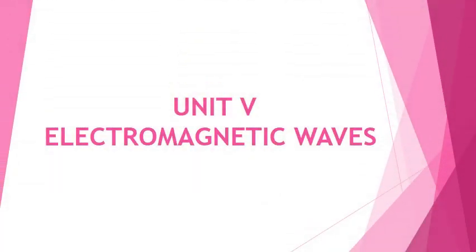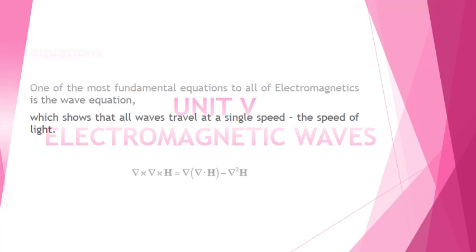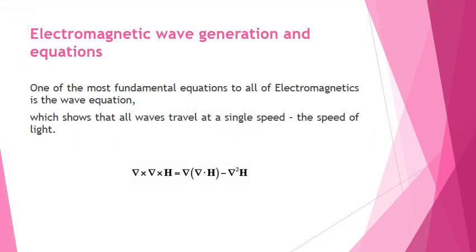Good afternoon. Here we are going to discuss Unit 5 of electromagnetic theory, that is, electromagnetic waves. In this, we are going to learn about the wave equation, wave polarization and transmission of EM waves. Initially, we are going to discuss the wave equation.